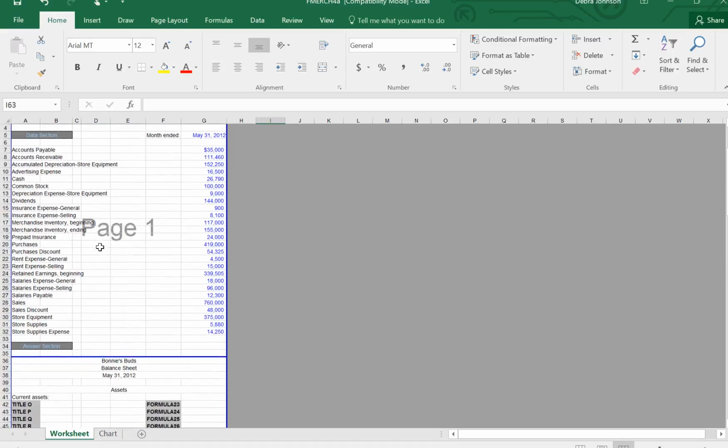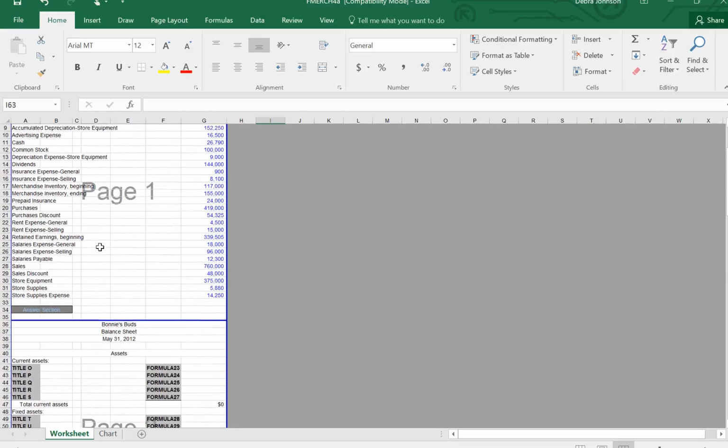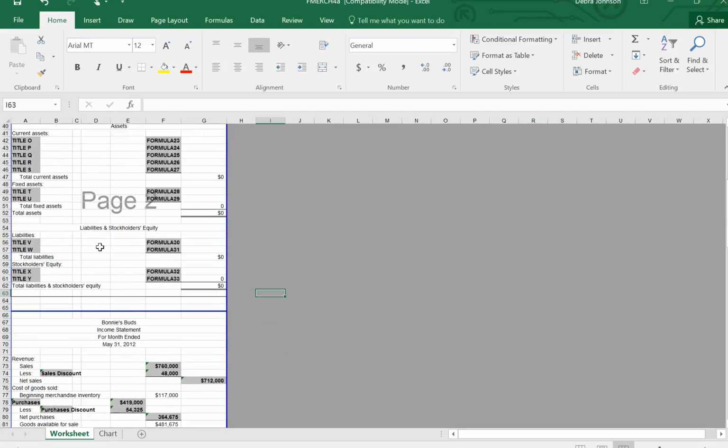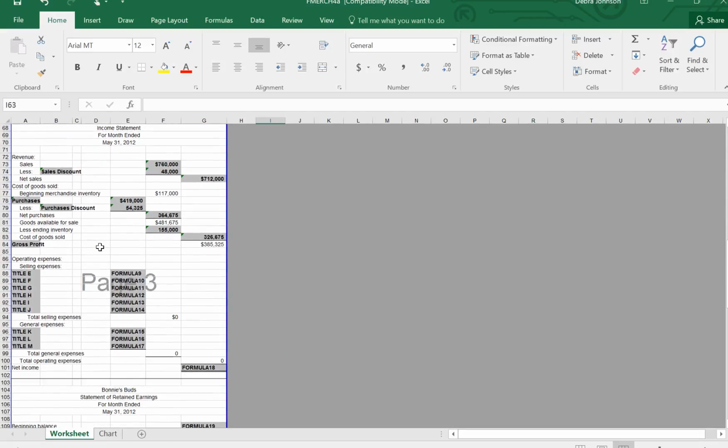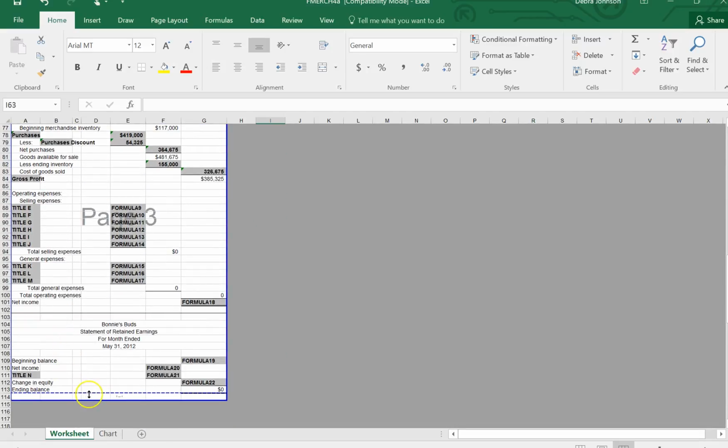So now we have 3 neat pages, one with the data section, one with the balance sheet, and one with the income statement and the statement of retained earnings. We might even want to change this line to get the statement of retained earnings by itself. That's the example of what your author's talking about.